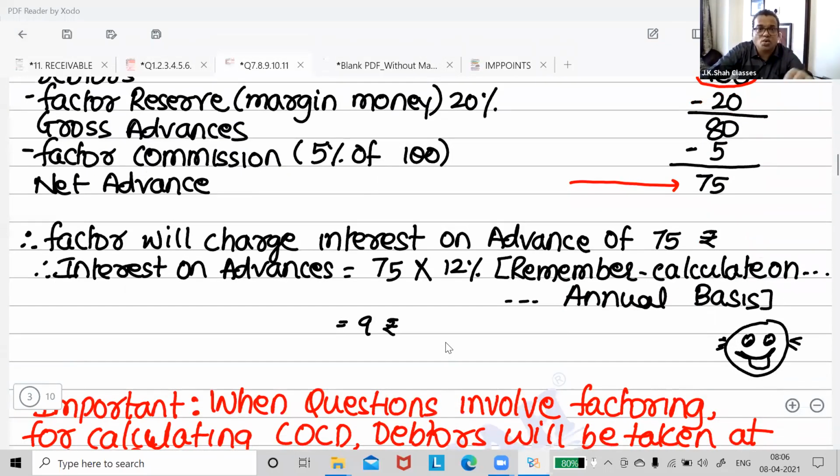Though the factor will charge interest on an advance of 75, kindly calculate on which basis? Annual basis. Don't calculate on a monthly basis, because after 1 month of sale there will also be sales. This is me laughing at you people who are doing monthly basis.